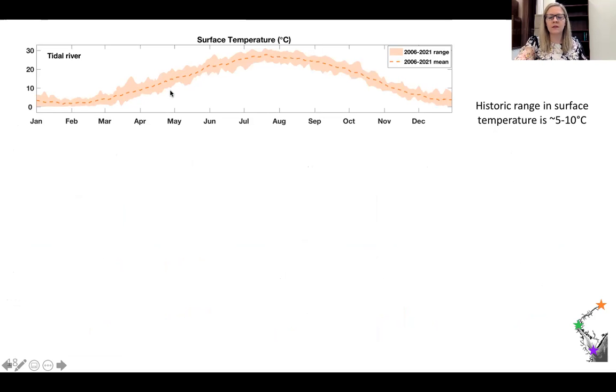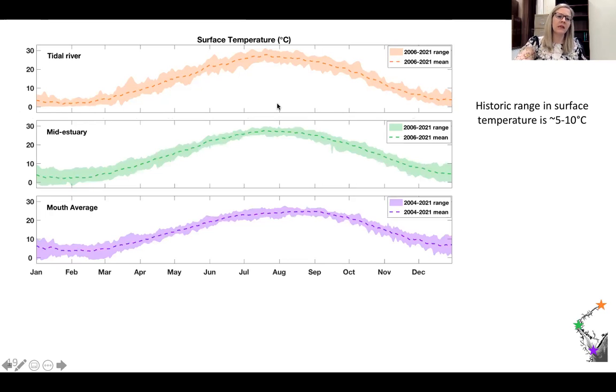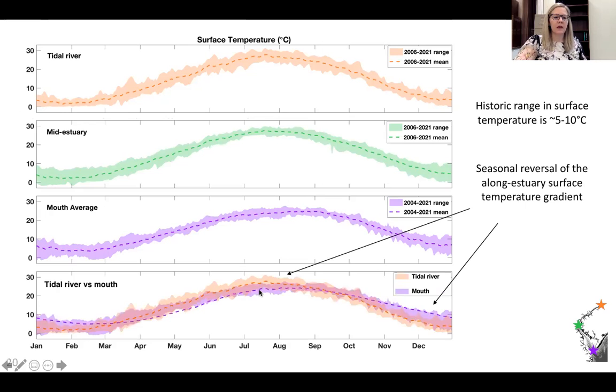So what you see here is that the historic range in surface temperature is somewhere between 5 and 10 degrees Celsius. Here in February, for example, that's closer to 5, but in summer closer to 10 at this site. If we add the mid-estuary and mouth data, you see that the historic range is about the same. You might have a wider range, for example, in the winter months and a narrower range in the summer. So that's kind of an interesting reversal there.